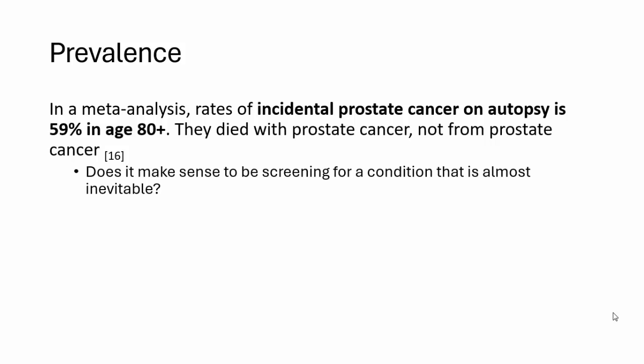In a meta-analysis, rates of incidental prostate cancer on autopsy is about 60% in men in their 80s. To clarify, this is men that died with prostate cancer, not from prostate cancer. So we just took a group of men over a series of studies who died from something else, and we happened to do prostate biopsies or examinations on autopsies, and most of them have prostate cancer. So you can easily see how it might not make sense to screen for a condition that's almost inevitable at a certain age group.